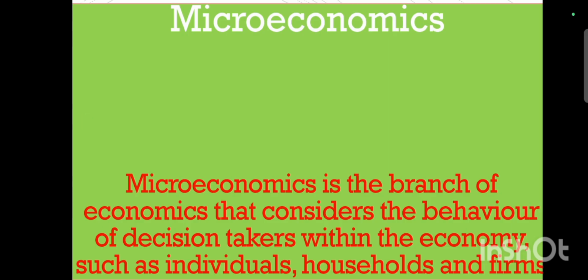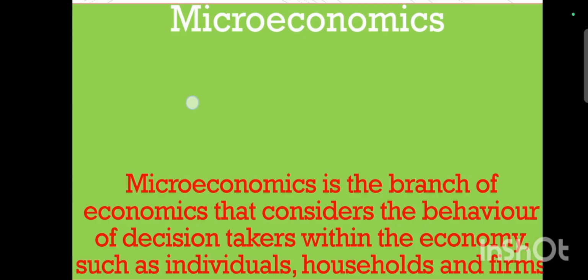So here is the definition of microeconomics. Microeconomics is the branch of economics that considers the behavior of decision takers within the economy, such as individuals, households and firms. So in microeconomics, the particular firm decides, like individuals and households decide, the actual output as well as the price of something, and not the whole.